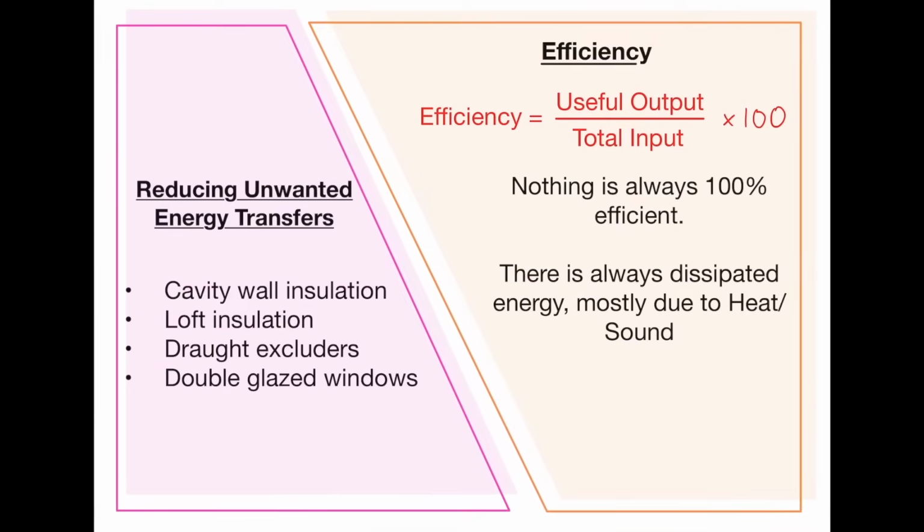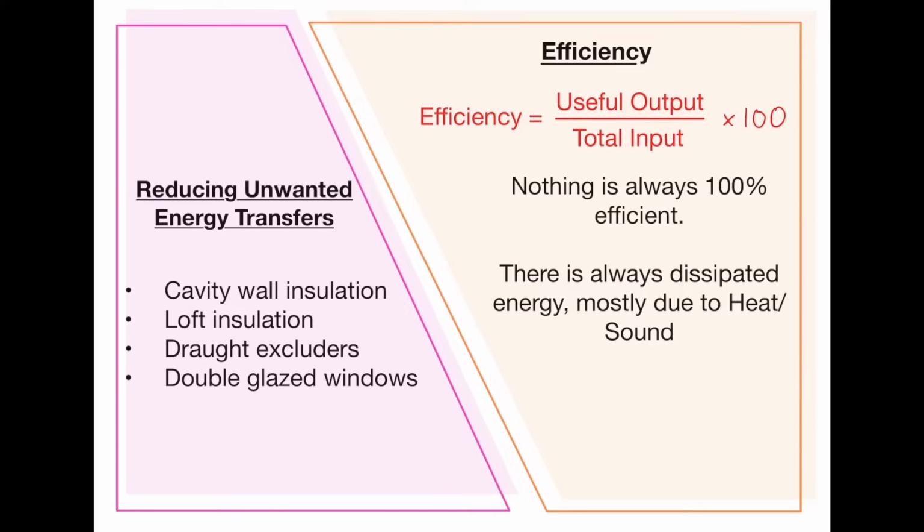Here we have efficiency and reducing unwanted energy transfers. A lot of these methods you will see in your house: cavity wall insulation, loft insulation, draft excluders, and things like double glazed windows. You might also hear that things like carpets can help reduce this, but that's all fairly common knowledge and things you can normally see in your house.